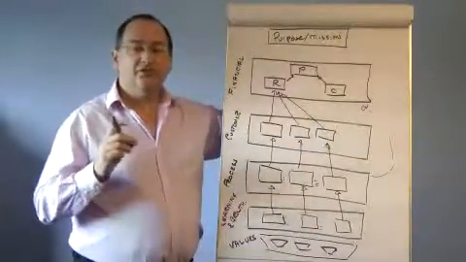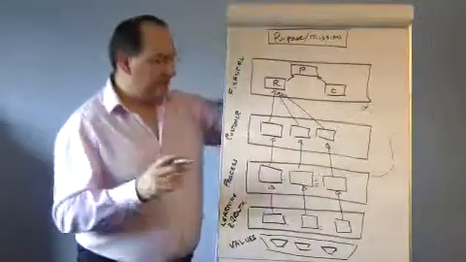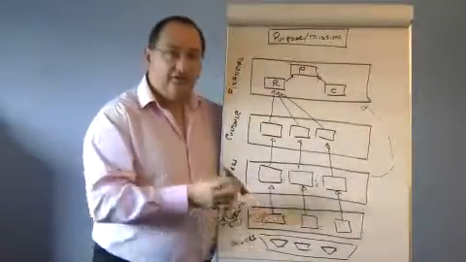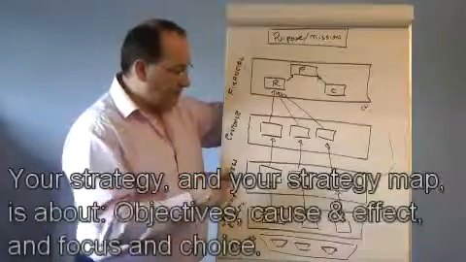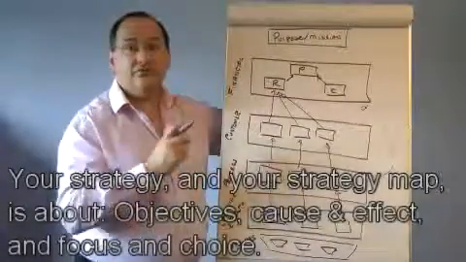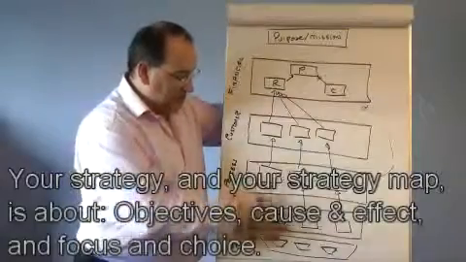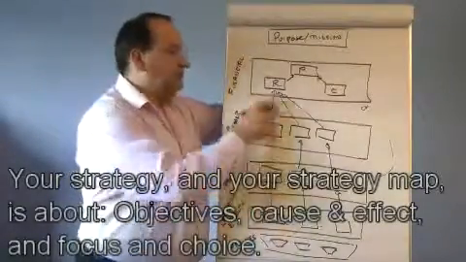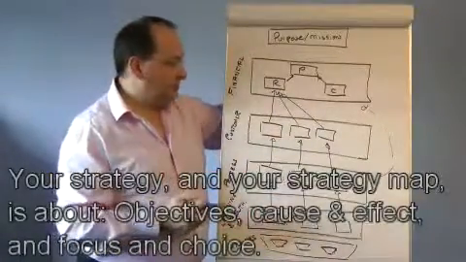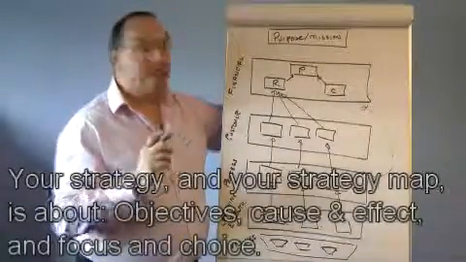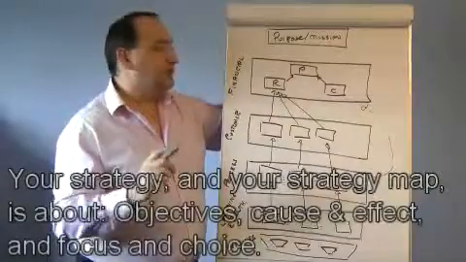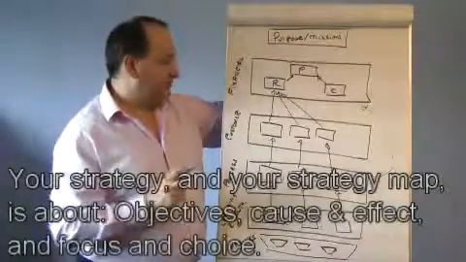So, the strategy map contains really three things. Objectives, before measures. The measures are in the scorecard. A cause and effect model that describes how the changes you're making within the organisation will ripple through to implement the strategy. And within that, there is a specific model about focus and choice. What are the few things that will make the biggest difference?